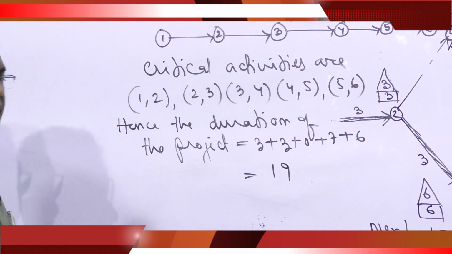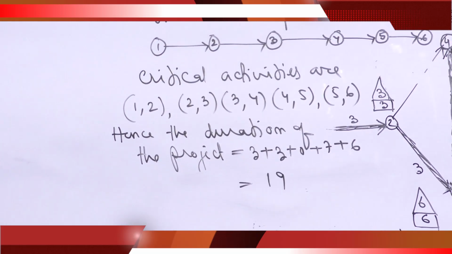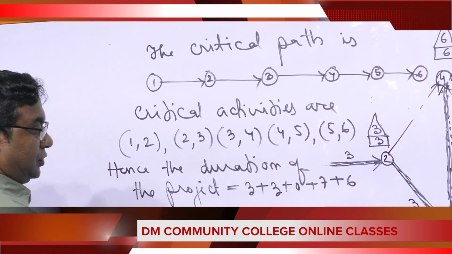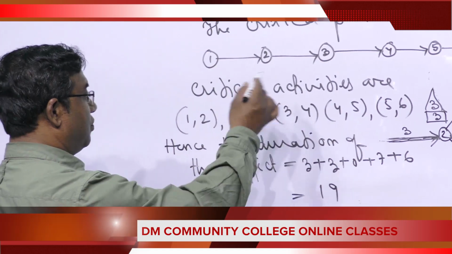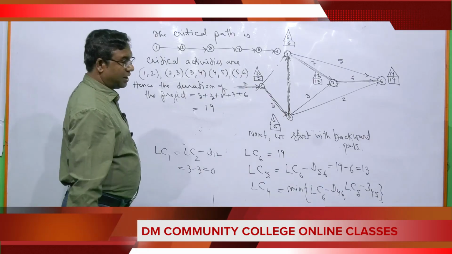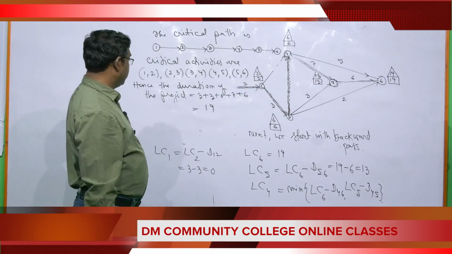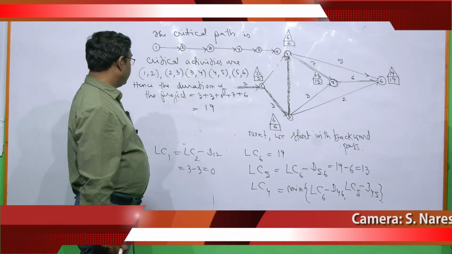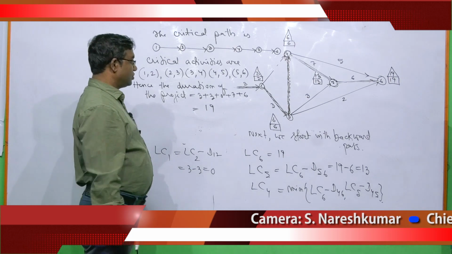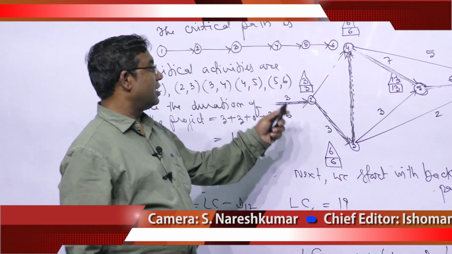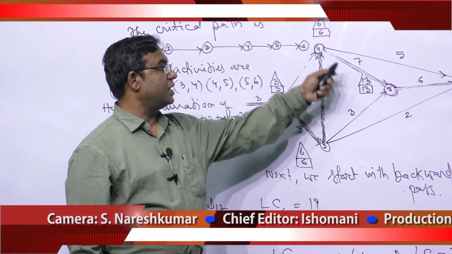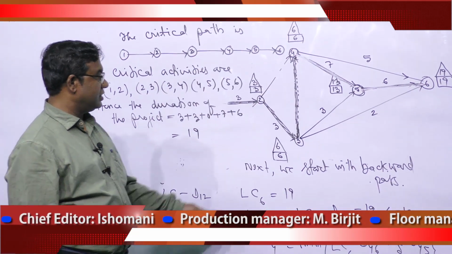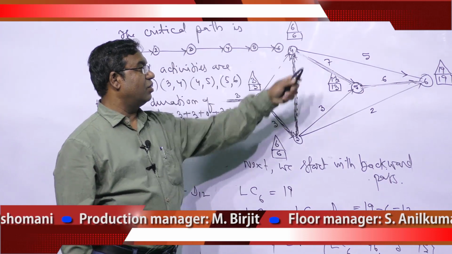This 19 may be number of days or number of months, according to the problem. So this is the method for finding the critical path. So this is the CPM. By using this CPM method, we can calculate the duration of the project. In this network, the time durations of the activities are deterministic, meaning constant, already known.